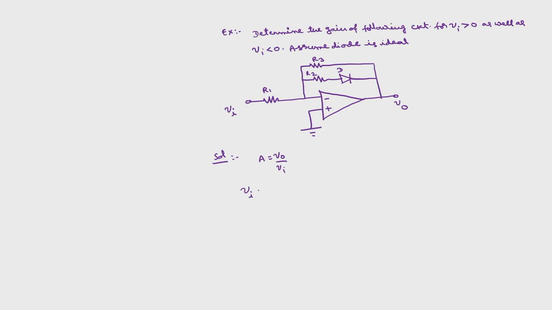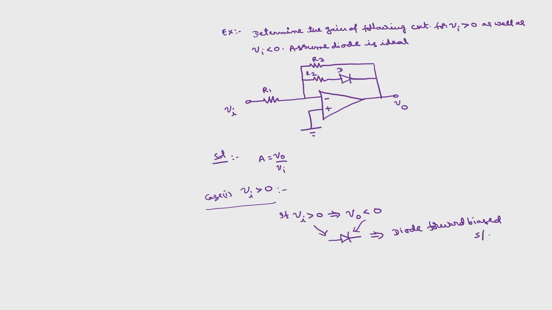First, let us consider Vi greater than 0. Because this is an inverting amplifier, if Vi is greater than 0, it implies V naught is less than 0. So for the diode, here this voltage is Vi which is greater than 0, and this voltage is V naught which is less than 0. So what happens to this diode? The diode will be forward biased, and hence acts as a short circuit.